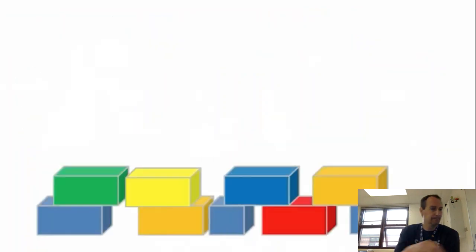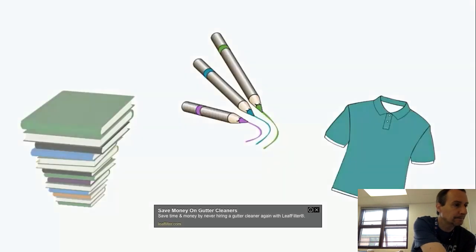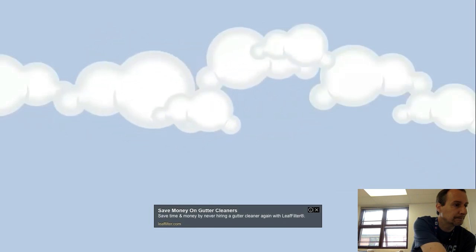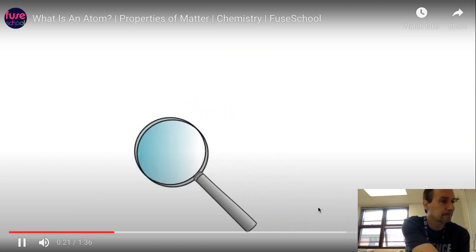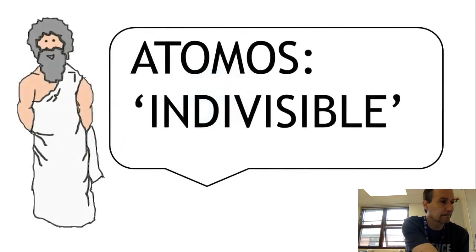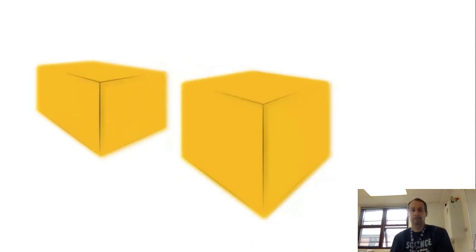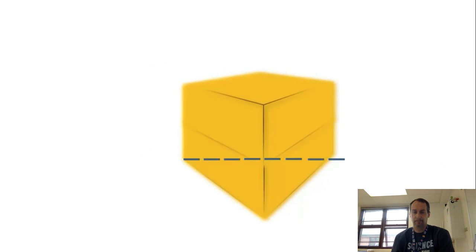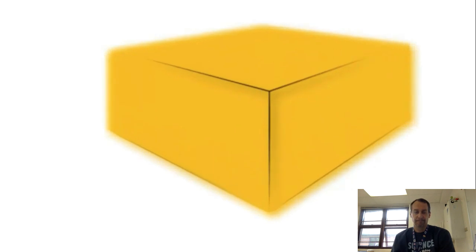Atoms are the building blocks of matter. Your books, your pencils, your clothes, and even the air are made up of atoms. Atoms are extremely small and cannot be seen with the naked eye or even a magnifying glass. The word atom comes from the ancient Greek word atomus, which means indivisible. For example, if you take a block of gold and chop it in half again, and again, and again, for a very, very long time, you would eventually get to a point where you can cut no more and be left with the smallest piece of gold possible, an individual gold atom.